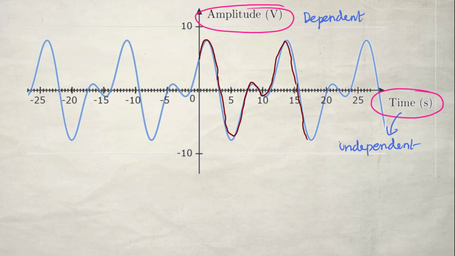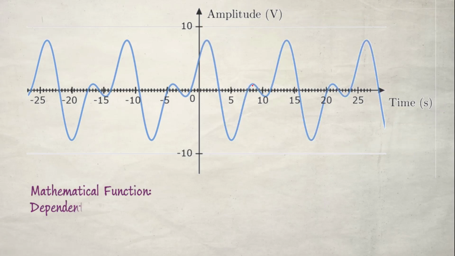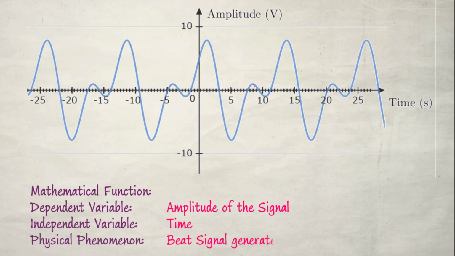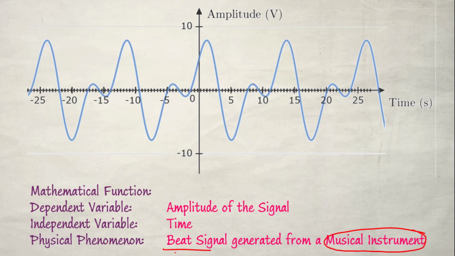So here amplitude is the dependent variable and time is the independent variable, and this amplitude is varying with respect to time. That is the meaning of our definition, right? So here we have a mathematical function, a dependent variable, that is the amplitude of the signal, an independent variable, that is the time, and a physical phenomenon. What is the physical phenomenon? Who generated this signal? Actually this signal is a beat signal generated from a musical instrument. What is the independent variable?